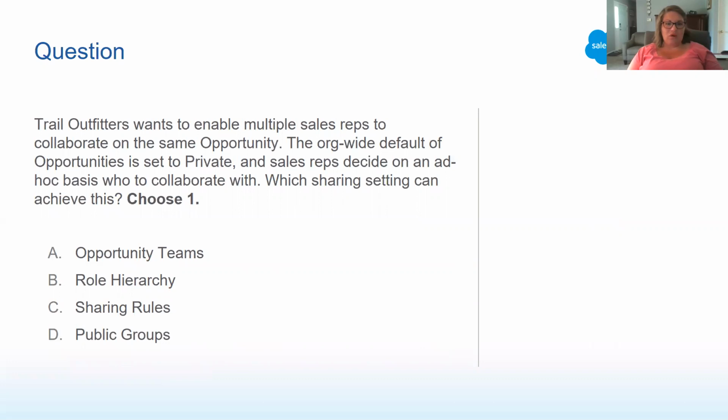Trail Outfitters wants to enable multiple sales reps to collaborate on the same opportunity. So the org-wide default of opportunities is set to private, and sales reps decide on an ad hoc basis who to collaborate with. Which sharing setting can achieve this? Choose 1. I know. A. Yes. Yeah. Somebody say something. Okay. I agreed. I disagreed.